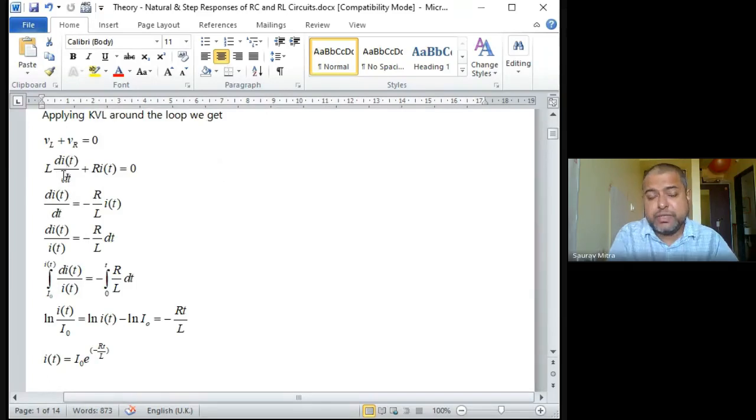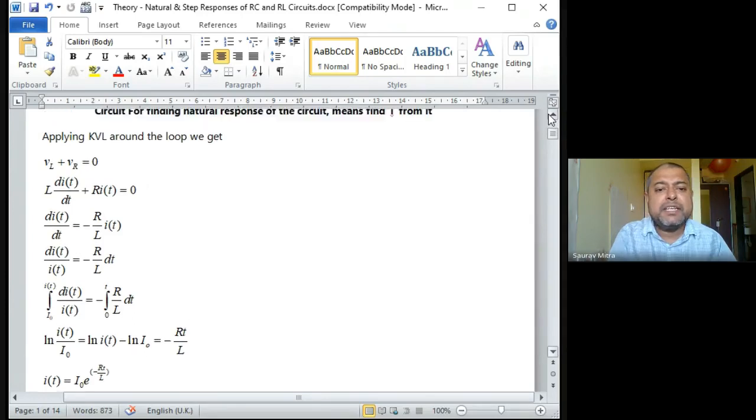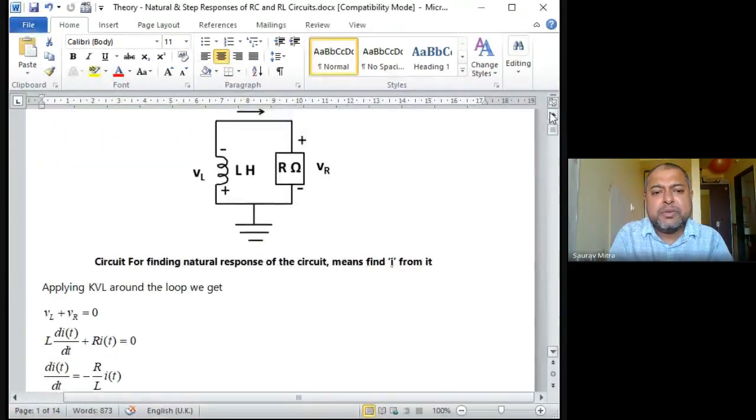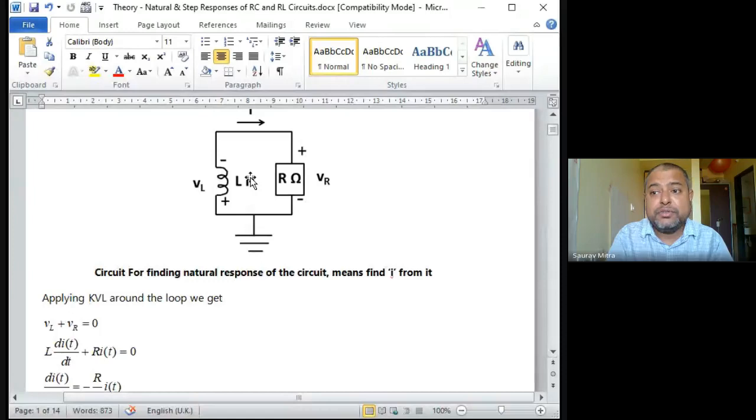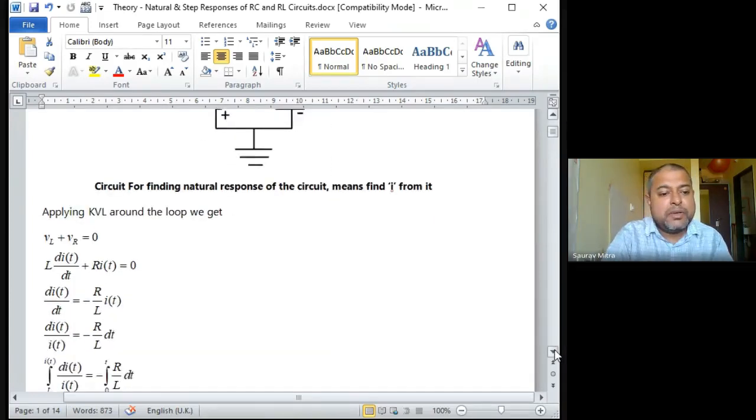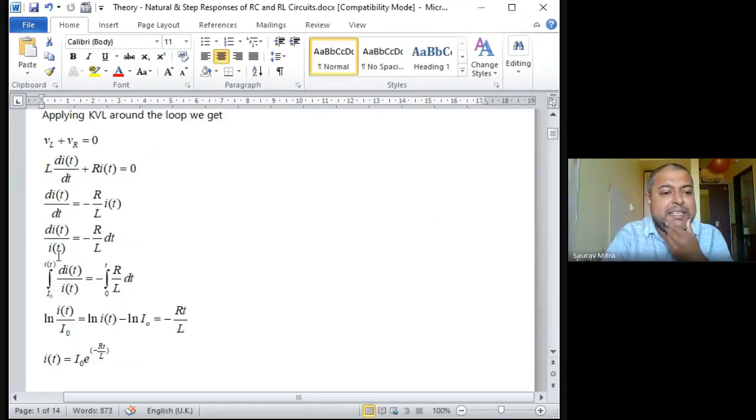Now the inductive voltage, what is that? L di(t)/dt. The resistive voltage is R i(t), and the sum is equal to 0. Take this to the right side and divide by L. So di(t)/dt is equal to minus R by L into i(t). Then take the integration on both sides with the initial value I0, because that was the initial current flowing through the inductor when the circuit was disconnected, and that I0 will decay and become equal to 0.